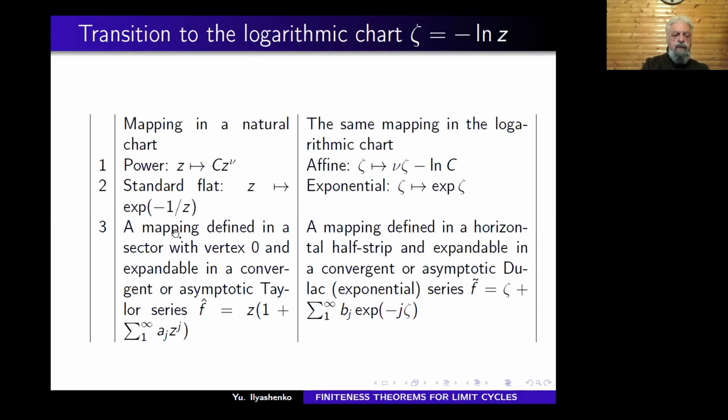So a mapping defined by a holomorphic map, by a Taylor series with the leading term z, will be an exponential series with the leading term zeta, but the power terms will be replaced by the exponential terms.